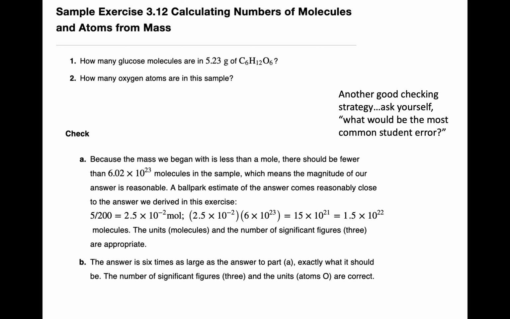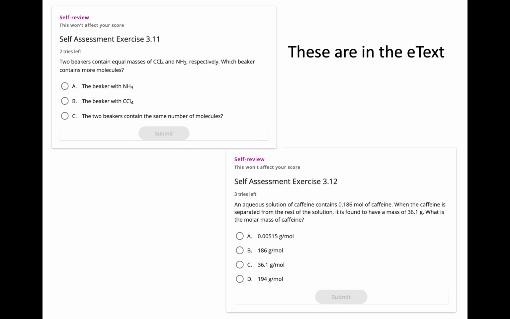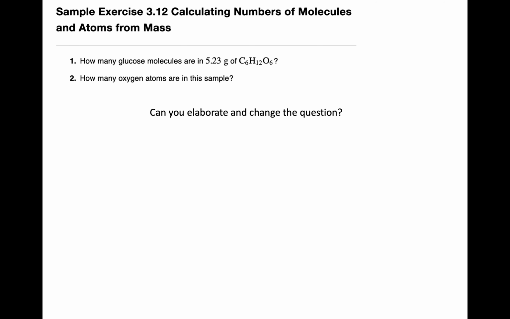Another good strategy is when you're done, ask yourself, well, what would be the most common student error here? Pause, and that might give you insights to an error that you have actually made too. Also in the e-text after the worked examples, this is really helpful. If you follow through a worked example, there are follow-up questions, a self-assessment. Sometimes it's a little bit more conceptual, sometimes it's calculating something specific. The combination of a worked example that you analyze and think about, and then your own self-assessment afterwards, is definitely a good pairing.